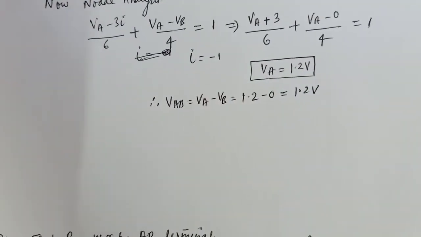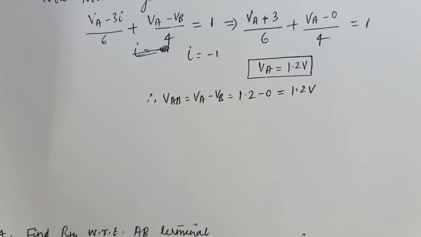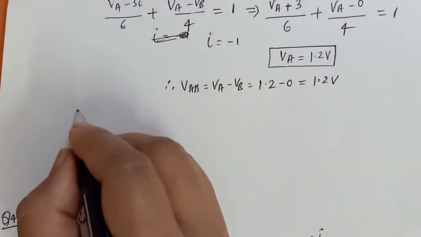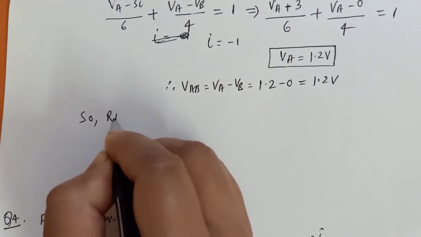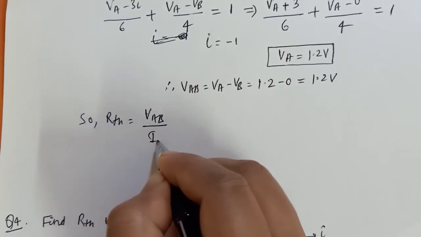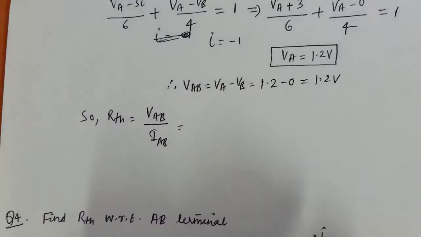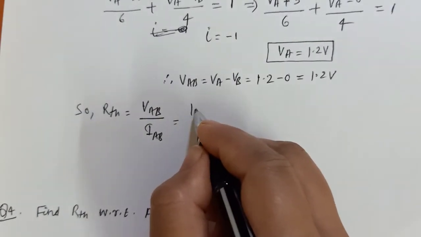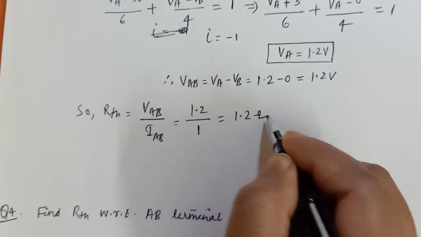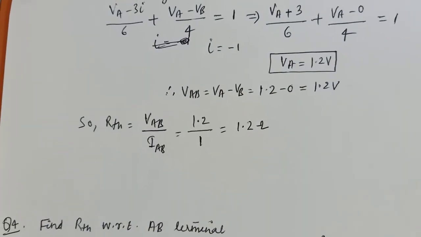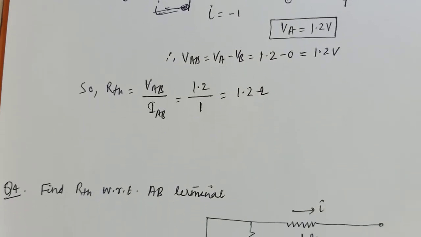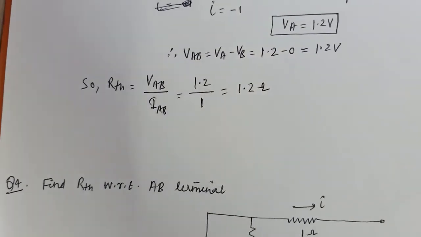Now you got the voltage across the AB terminal, and you have connected a 1 ampere source across the AB terminal. So what will be your R Thevenin? R Thevenin will be VAB divided by IAB, whatever current source you have connected. So VAB is 1.2 divided by 1 ampere, equal to 1.2 ohm. So this is the procedure to find the R Thevenin when dependent sources are present.